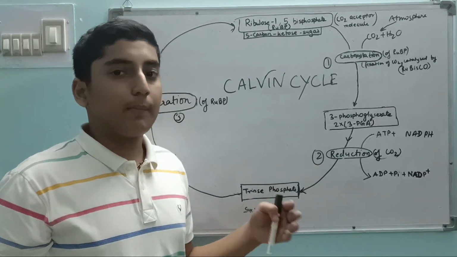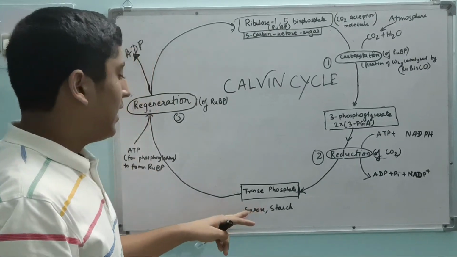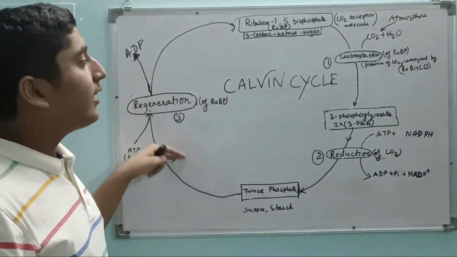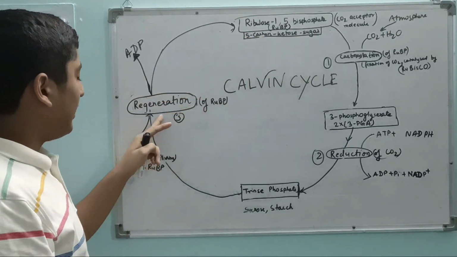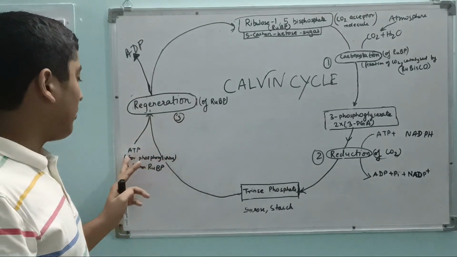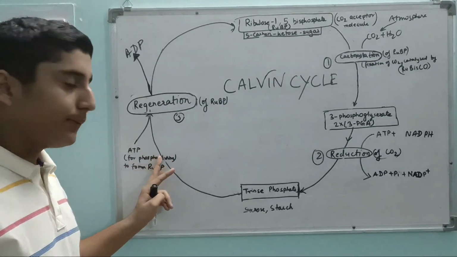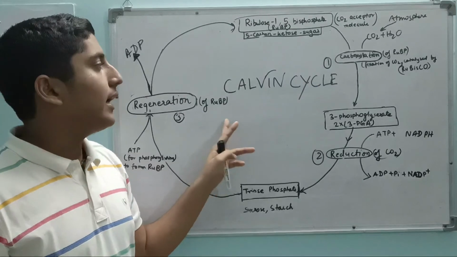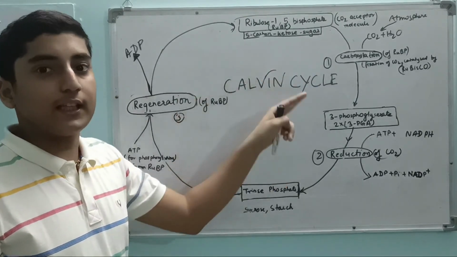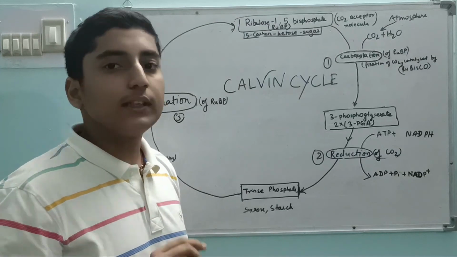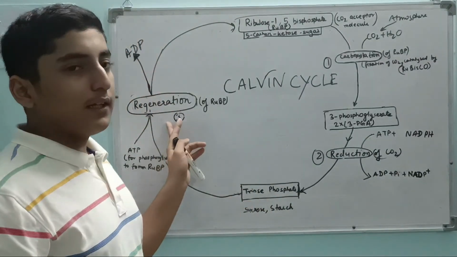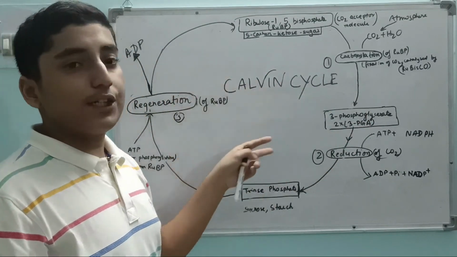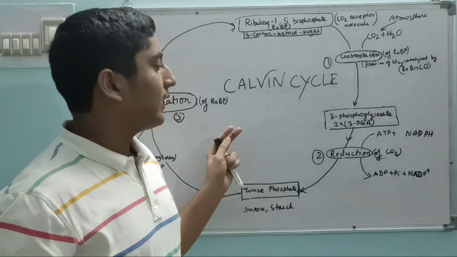The carbohydrate which is stored in the plant is in the form of sucrose, and after the triose phosphate, it goes into the process of regeneration, meaning recreation of RuBP. In the regeneration process, it requires 1 ATP for phosphorylation to form RuBP. So this is the Calvin cycle, and if the Calvin cycle turns 6 times, then one molecule of glucose is formed. After the regeneration, RuBP is created again, and this process continues. So this is the Calvin cycle.